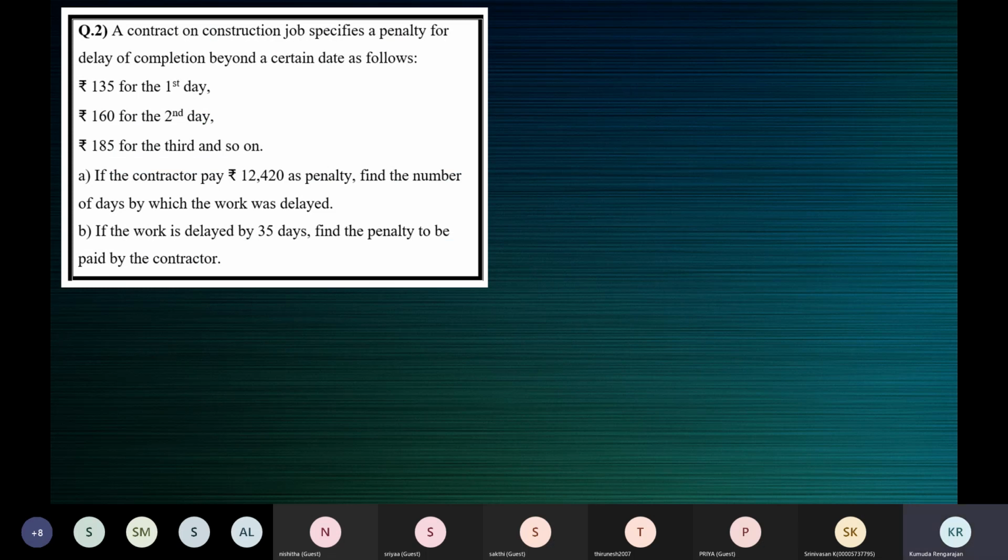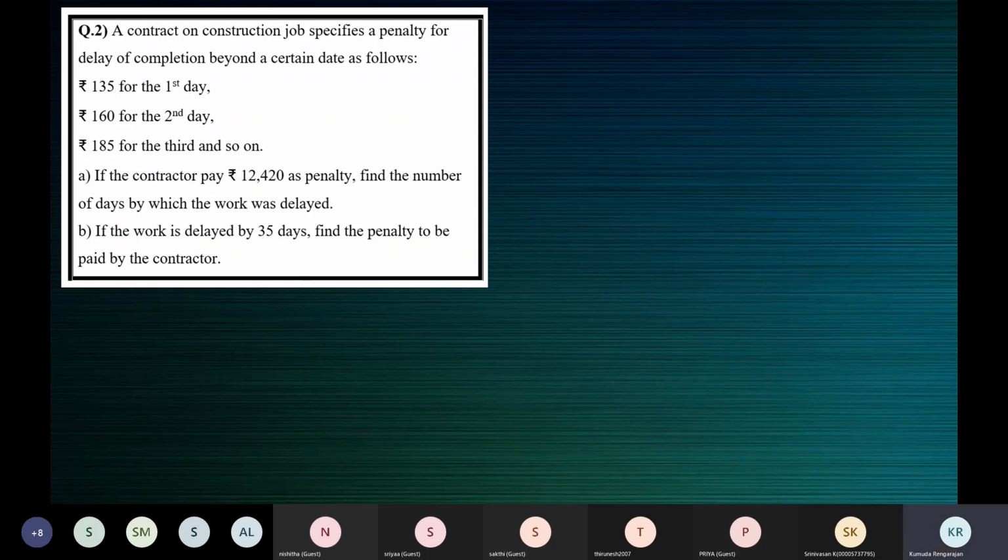A contract on construction job specifies a penalty for delay of completion beyond a certain date as follows. So if big construction projects are given to contractors or engineers, the construction has to be completed before the agreed period of time.